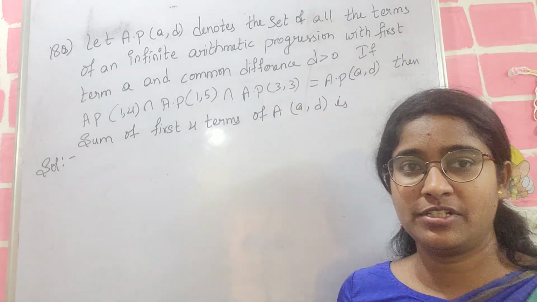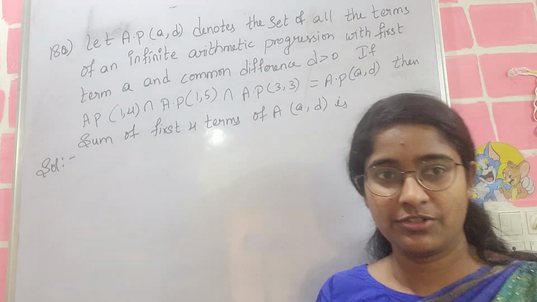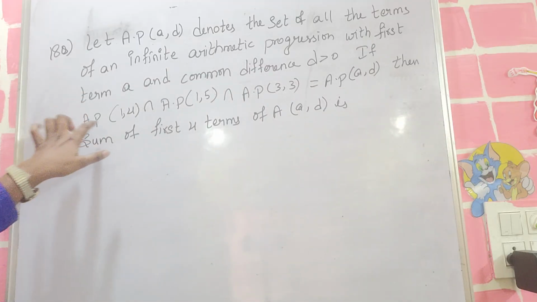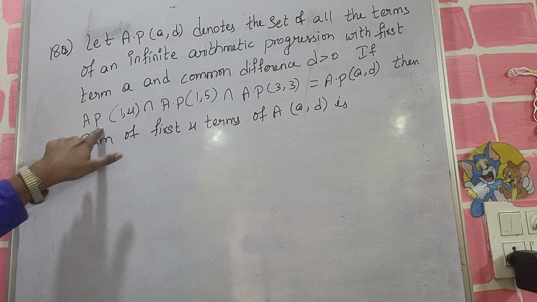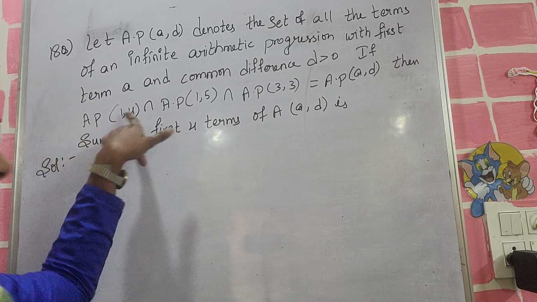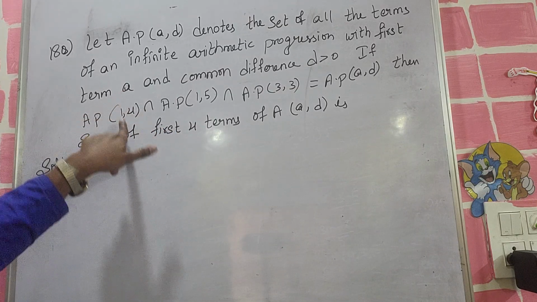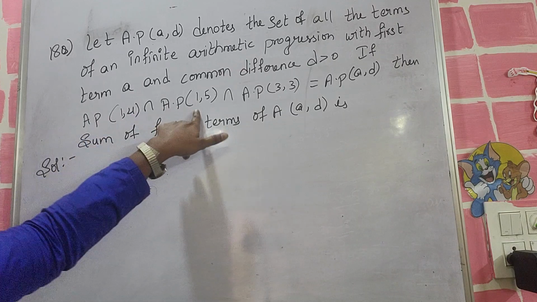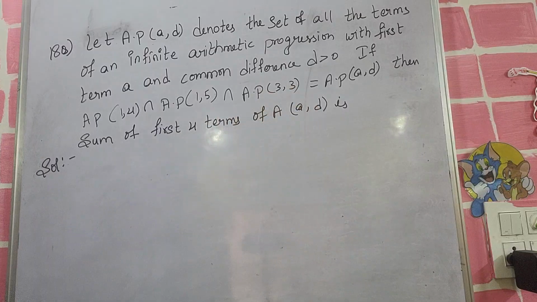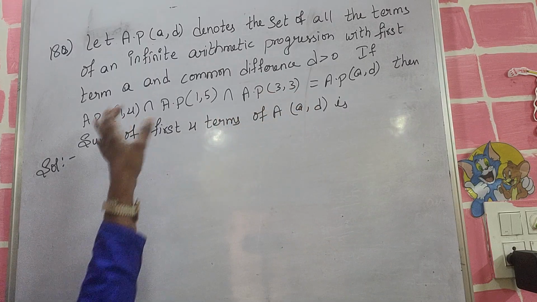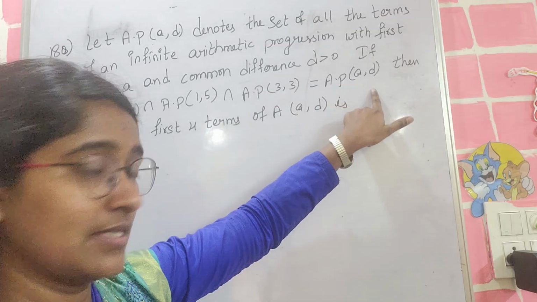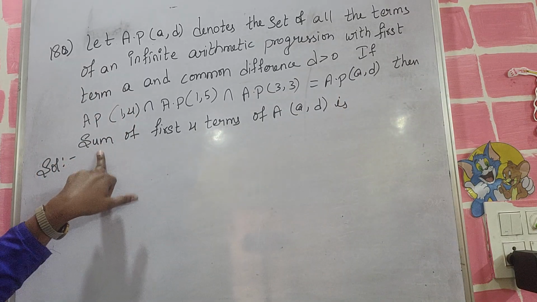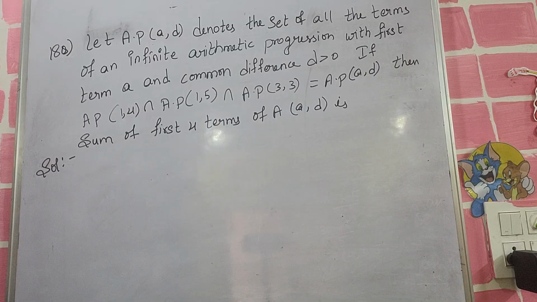Same as before, but the pattern of the question is different. They did not give a series, but they gave APs with a first term A and a common difference, first term and common difference, first term and common difference. Finally, after all of this comes another series, and in that series they're asking us to find the sum of the first 4 terms of the AP.